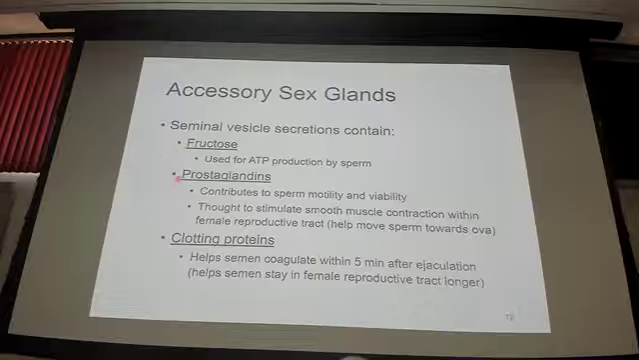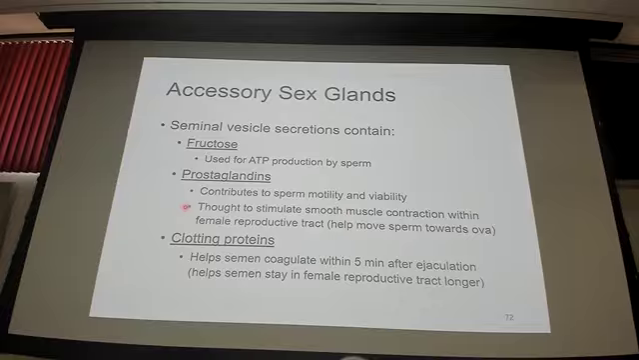Prostaglandins, we've talked about prostaglandins before. These help stimulate smooth muscle contractions. It actually is an irritant to the smooth muscle of the female reproductive tract to help move sperm along once it is there, okay?